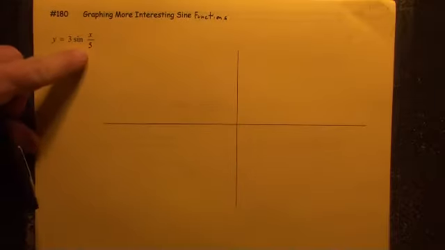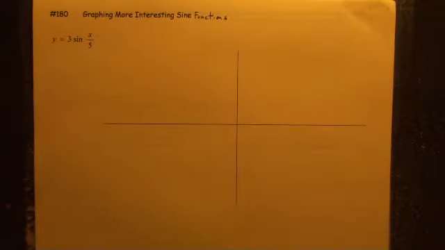Video number 180, graphing some more interesting sine functions. Hopefully we learned in video 179 what happens when you have a 5 down here and what happens when you have a 3 up here from previous videos. But we need to get our basic sine function values on the graph.